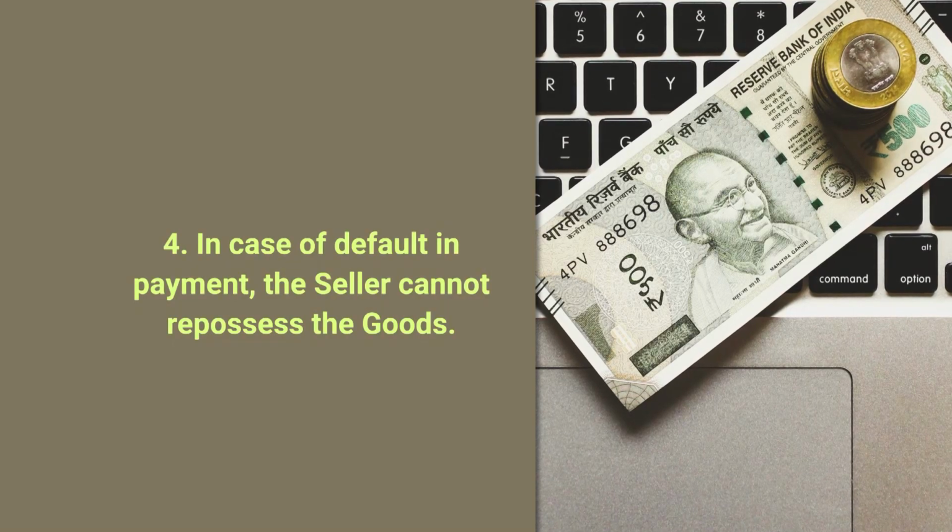The next one is that in case of default in payment, the seller cannot repossess the goods. In the case of the hire purchase system, if the buyer makes any default and does not pay the installments, if he does not fulfill his promise, the seller has every right to take the goods back. But under the installment payment system, this is not the case. The seller doesn't have any right to take possession of the goods where the payment is not made by the buyer.